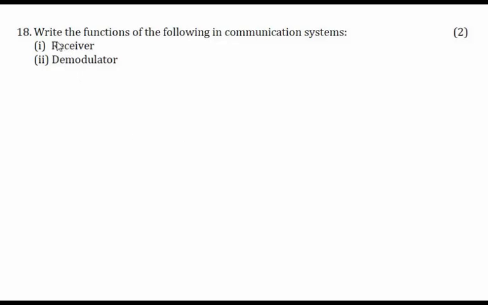Dear students, in this example, it is being asked to write the functions of the following in communication systems. First is receiver and the second is demodulator. So first let's define them and how they are defined. So we'll first define the receiver. So we'll write about the receiver.